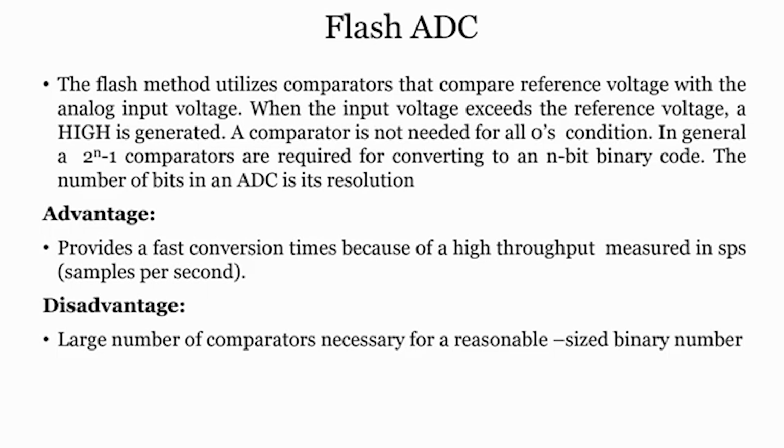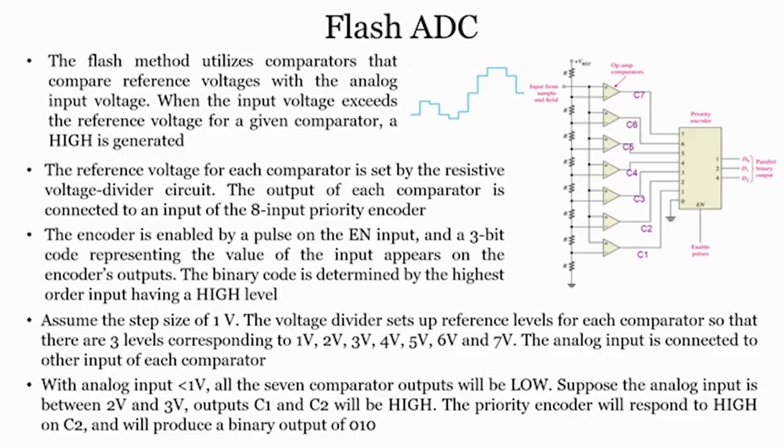In general, 2 raised to n minus 1 comparators are required for converting an n bit code. The advantage here is that it provides a fast conversion time because of high throughput, and the disadvantage is that a large number of comparators are necessary for a reasonable sized binary number. For example, if you see this circuit, you can very easily see how many comparators are required for a 3 bit converter: C1, C2, C3, C4, C5, C6, C7, 7 comparators, right. So, this is how it actually works.